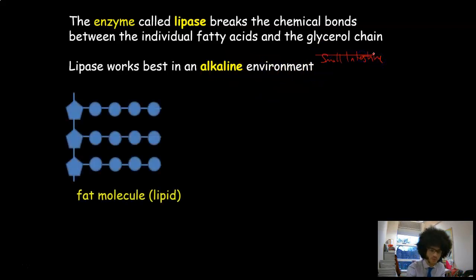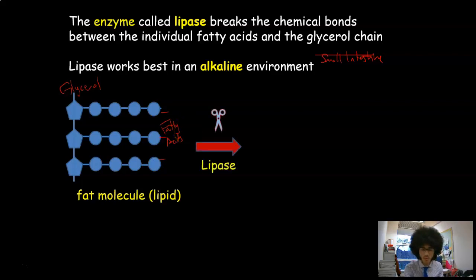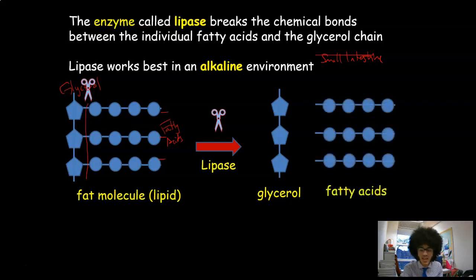Okay, so this is my fat molecule. These pentagons on this chain, that's glycerol, and these individual things here are your fatty acids. So we need lipase to break down this fat molecule, which I'll represent by a blue pair of scissors, because obviously it's in an alkaline environment, and it goes here. So what it's doing is cutting this bond. As soon as it's cut, you then have 2 products. You've got glycerol, which is on its own, and then you've got the individual fatty acids, which are on the side too.